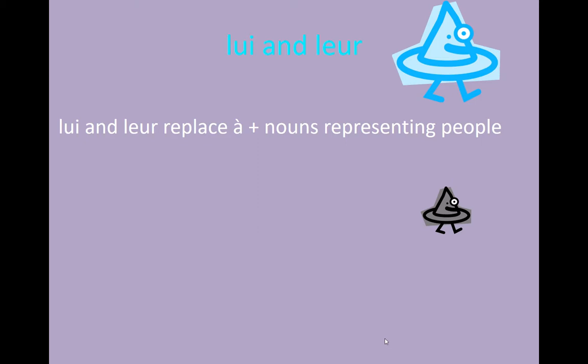So, lui and leur, they only replace people. We just reminded ourselves that le, la, les can replace people or things. Lui and leur can only replace people, and they're going to replace people that have an à before them, like à Sarah, à ma mère, à mes grands-parents. And we see there's only two forms, lui and leur. Lui is singular, masculine or feminine. And leur is plural. So it doesn't matter if it's masculine or feminine, there's just two forms, singular and plural, lui and leur.